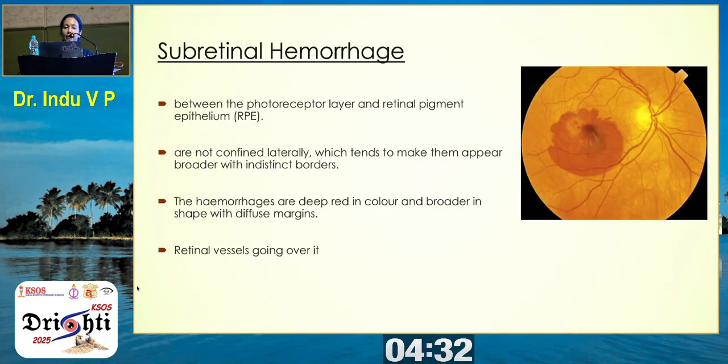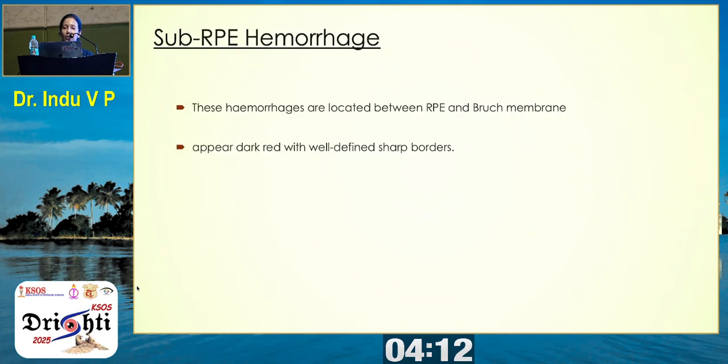Now coming to the deep layer hemorrhages, the first one is a subretinal hemorrhage. A subretinal hemorrhage happens between the photoreceptor layer and the retinal pigment epithelium, and because it is not constricted by the RPE, it spreads out and hence its borders are usually indistinct. The hemorrhages are deep red in color and you can see the retinal vessels going over it. In contrast, a sub-RPE hemorrhage happens between the RPE and the Bruch's membrane. It appears dark and has a well-defined sharp border because the RPE limits the spread of the blood.